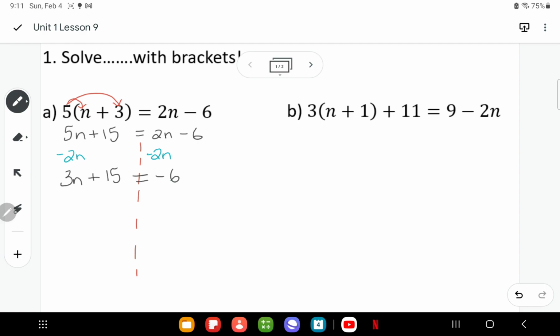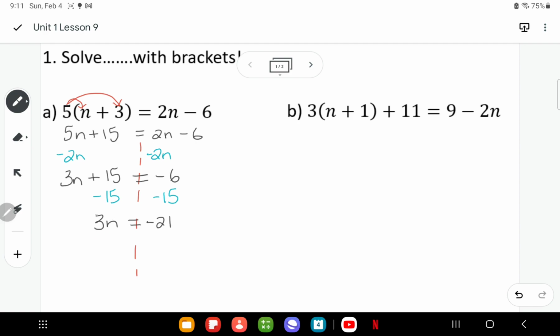Continuing on, now I just have all my variables together on the left-hand side, which is great. I need to get rid of that plus 15. So I'm going to do the opposite by typing in minus 15 on both sides. So that'll leave me just 3n on the left. So I get 3n equals negative 6 take away 15 is negative 21.